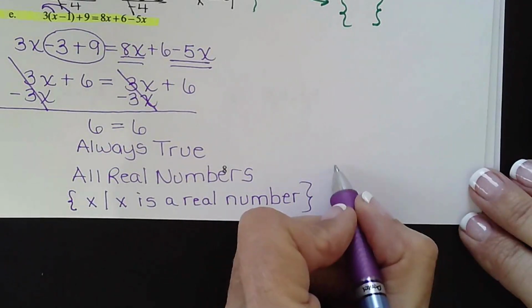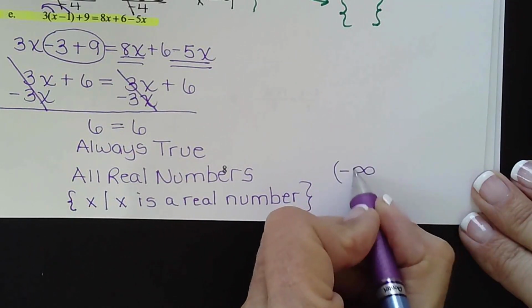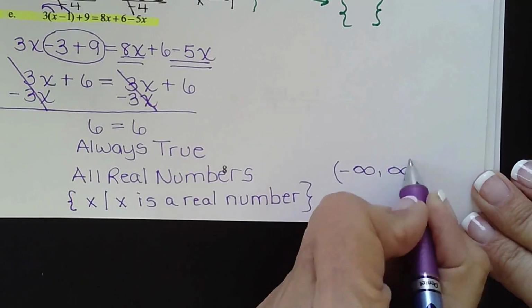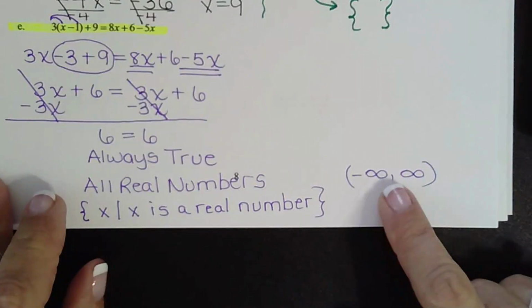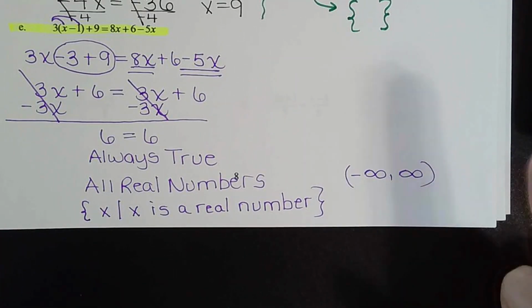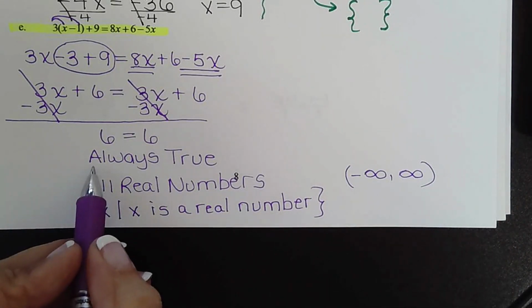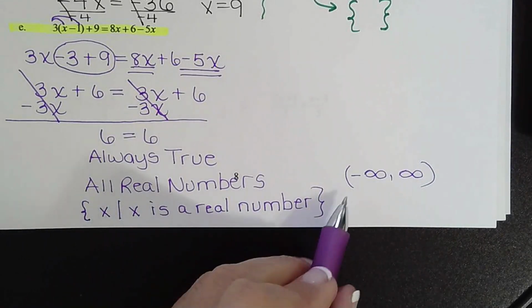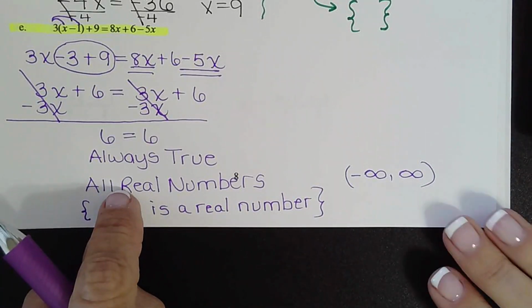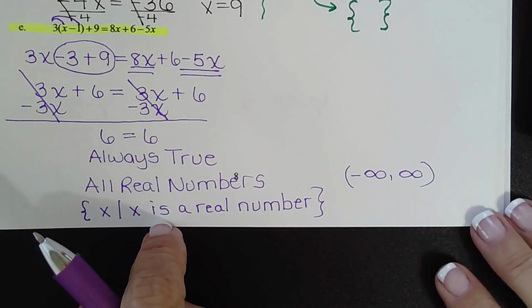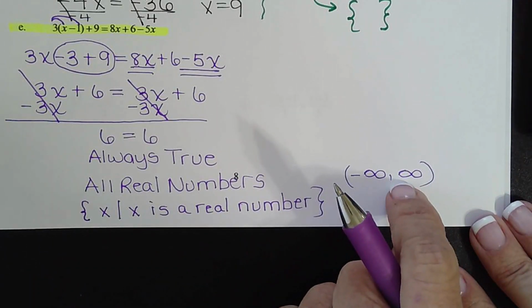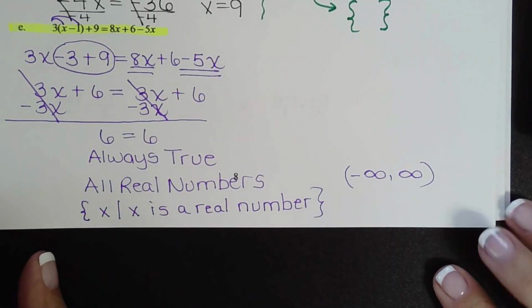And the other way they let you write all real numbers sometimes is this. So that means any number in the world will work. Anything from negative infinity to infinity, you pick. So all of those mean all real numbers. They're just different ways. This is writing it with words. This is writing it with set builder notation. This is writing it with interval notation.